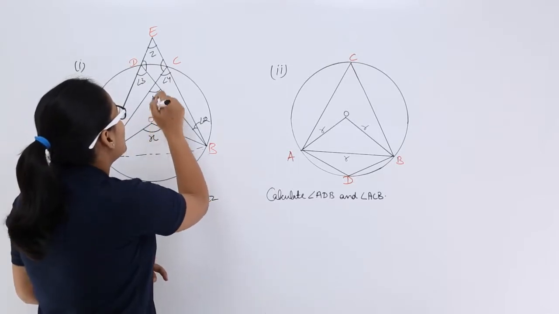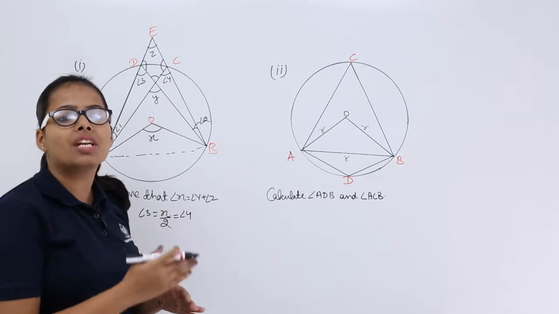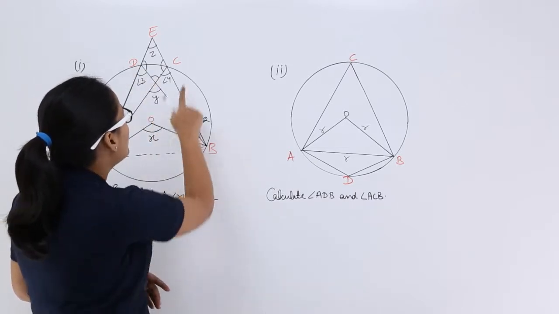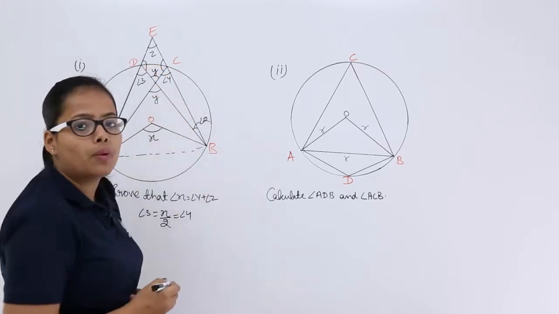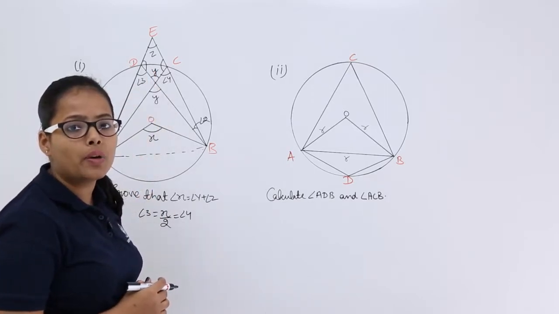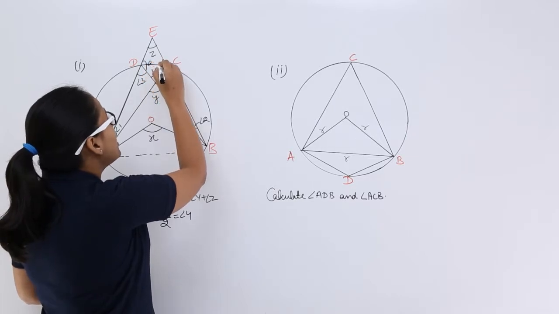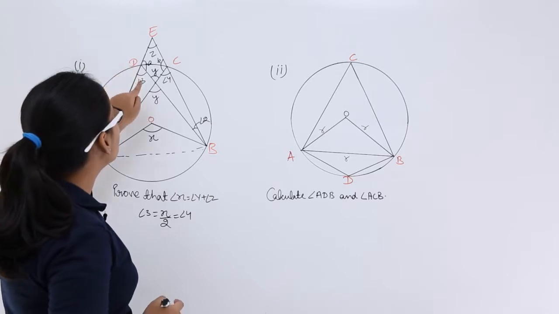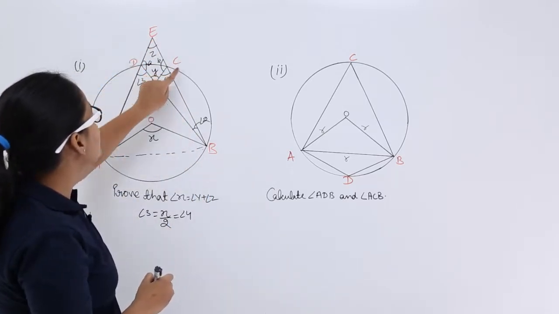If this is y, you know that whenever two lines intersect each other, their opposite angles are the same. As these two lines are intersecting at this point, their opposite angles will be the same. So if this is y, then this angle is going to be y as well. Let's say this angle is A and this angle is B, and let's suppose this point is E dash. D, E, C and E dash.